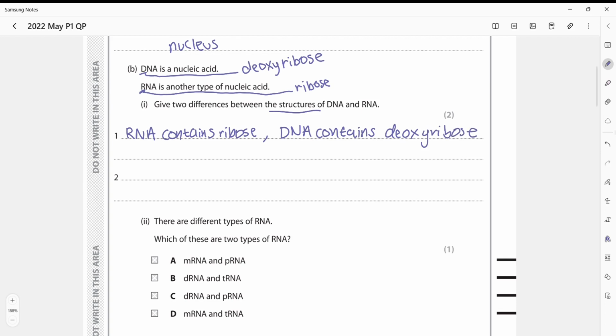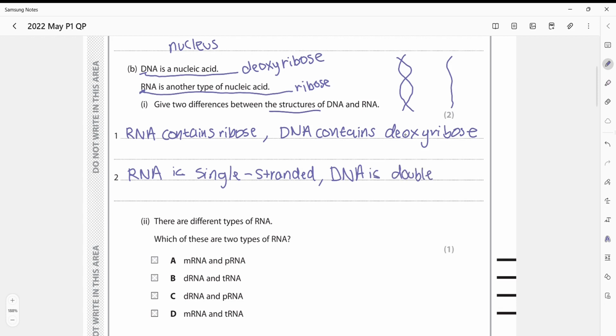Another difference that you need to know is that DNA is double-stranded, right? So it's in a double helix, whereas RNA is single-stranded. So RNA is single-stranded, whereas DNA is double-stranded.